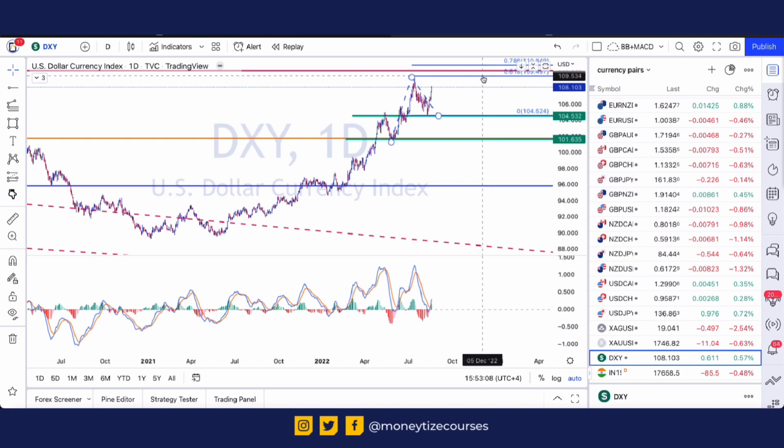Now last week, we got an announcement from one of the Federal Reserve members that they are still aggressively looking at increasing the interest rate. So for the upcoming interest rate decision in September, we are expecting another interest rate hike from the US Federal Reserve. So fundamentally, dollar remains strong, and even technically, dollar remains bullish. Now the next instrument which I'm going to cover is Nifty.